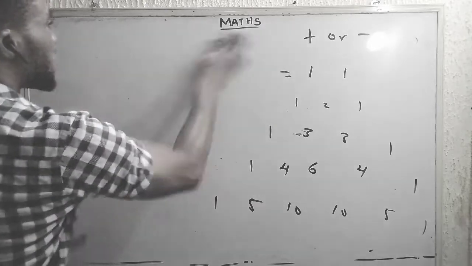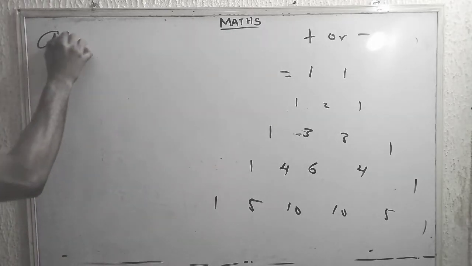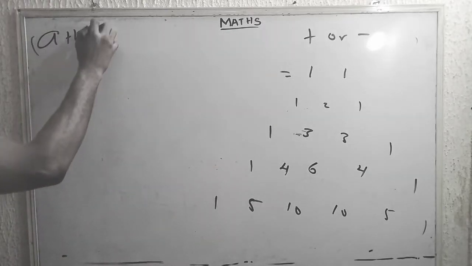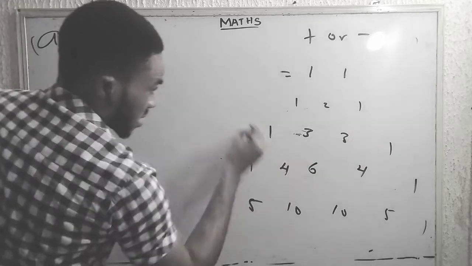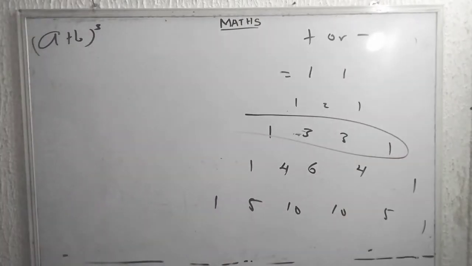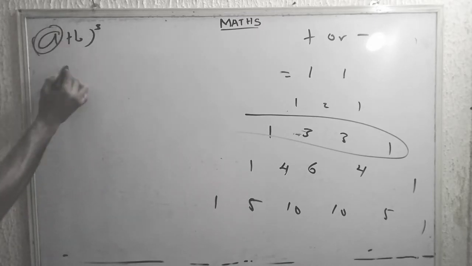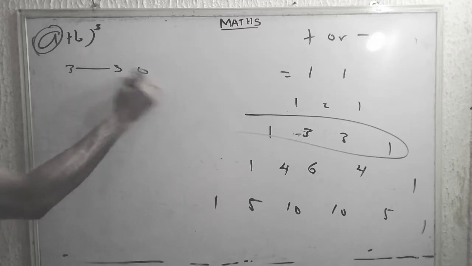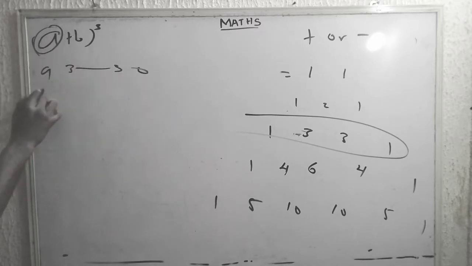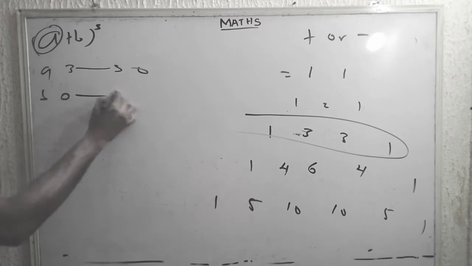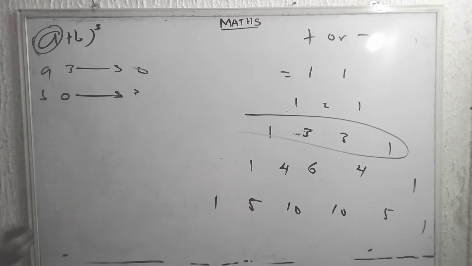Now, let's say I have a plus b raised to power 3. Just here, that's the coefficient for power 3. Now, if I want to expand that, the trick is that for the first term, a, the power will start from 3 and move to 0. Then for the b, the power will start from 0 and move to 3. That will compensate for the powers. Now, let us try that.